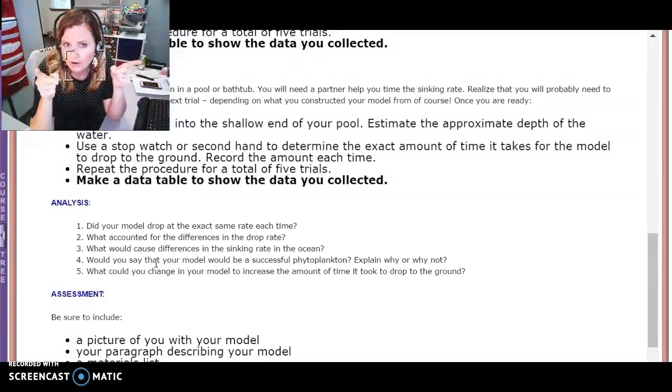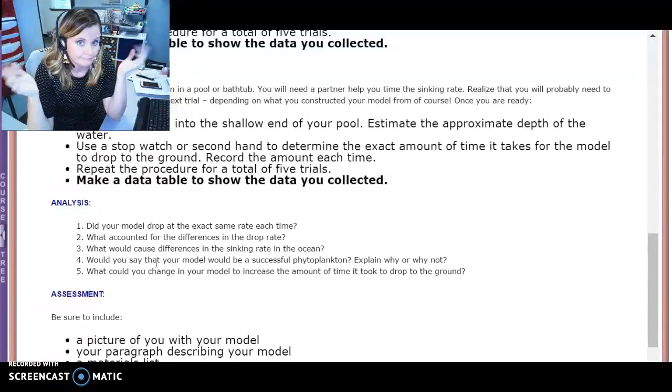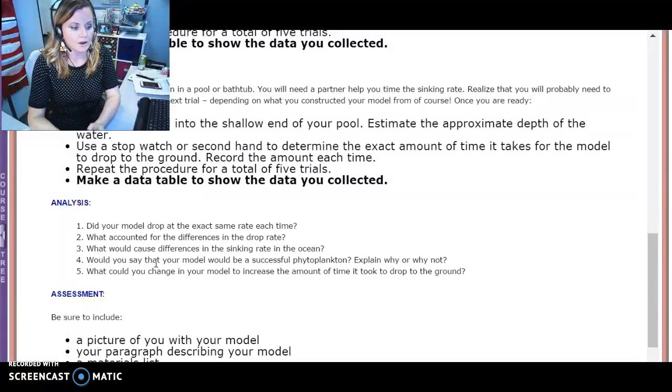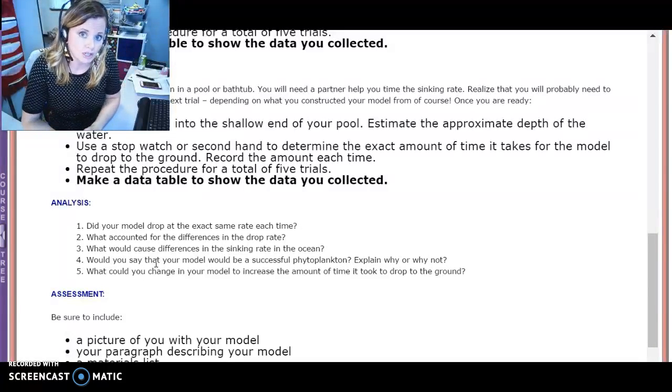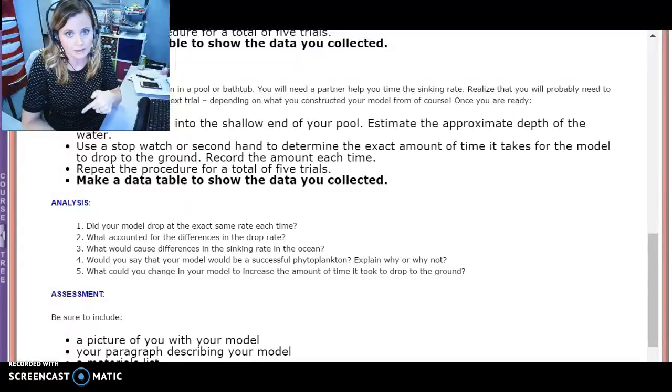So you need to figure out what factors affected the fall rate. Okay, so what things made it either faster or slower? Those are some things to take into consideration. That's question number 2. Question number 3, what would cause differences in sinking rates in the ocean? Don't just think of the phytoplankton itself. Now think of external factors too. What other factors within the ocean could cause the phytoplankton to sink at different rates at different times?